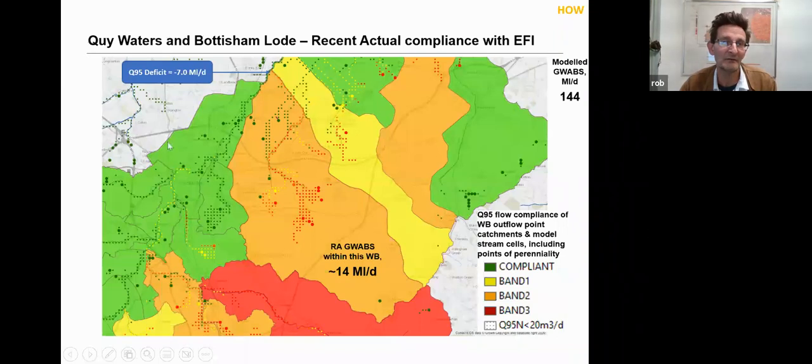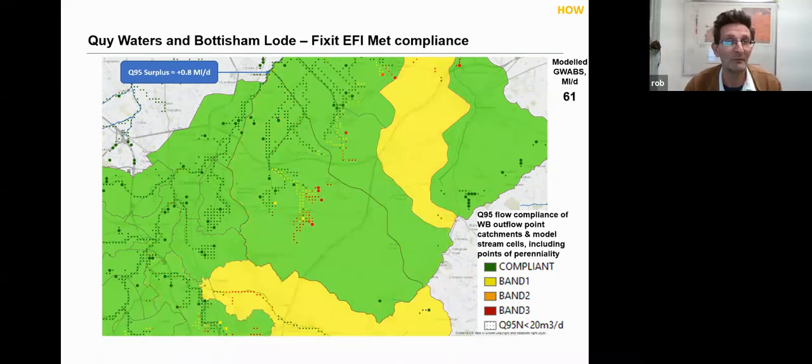Little illustration of that from this particular catchment. This is from a starting position where you have, within this catchment, about 14 megalitres a day of groundwater abstraction. And that is indeed causing some non-compliance at the outflow point of the water body, a 7 megalitres a day deficit. The overall model abstraction is 144. And if you go from there to plugging in the numbers that are suggested for meeting the outflow point compliance, it does indeed deliver that.